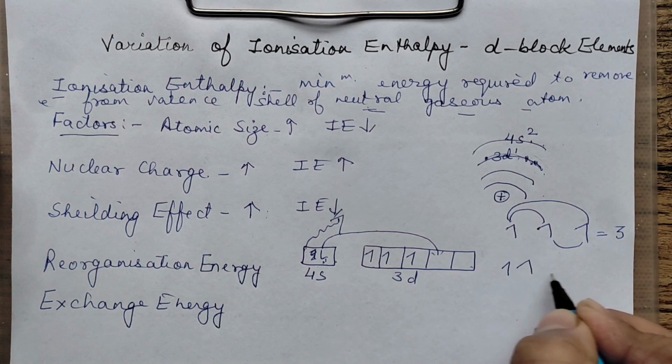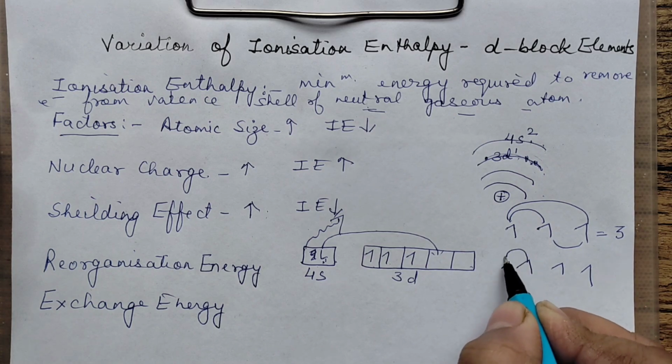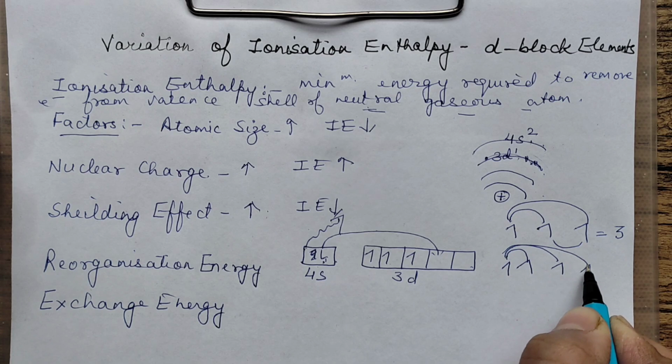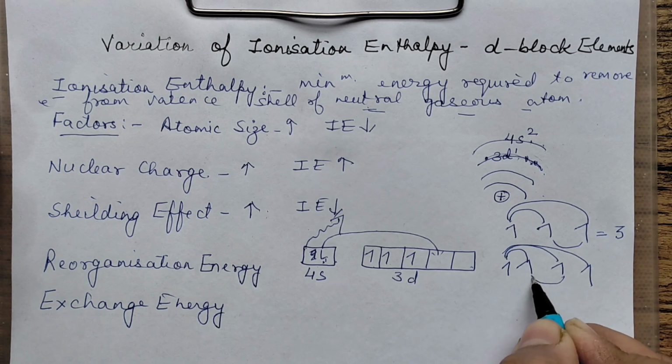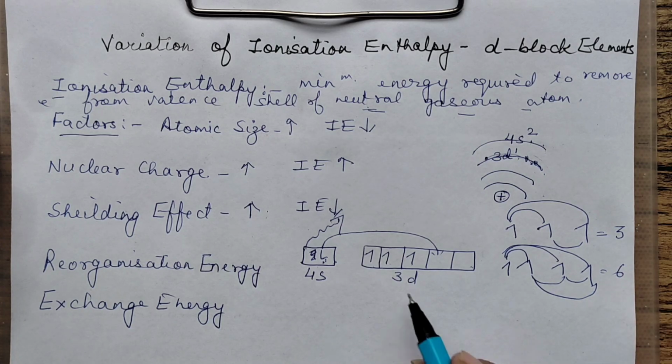If there are 4 unpaired electrons, then how many exchanges are possible? One can exchange with 2, one with 3, one with this, then 2 with this, then this, and these two. So a total of 6 exchanges are possible when there are 4 unpaired electrons in D.